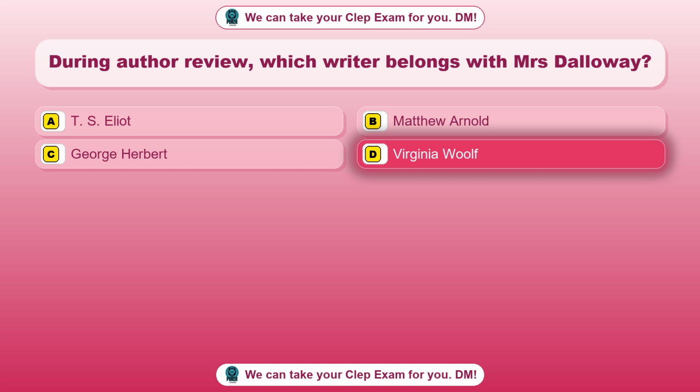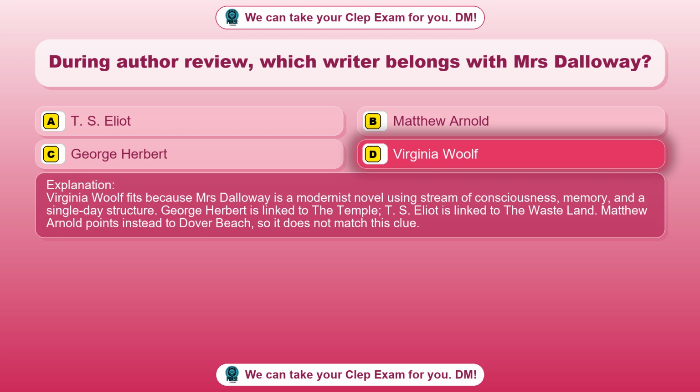Virginia Woolf. Virginia Woolf fits because Mrs. Dalloway is a modernist novel using stream of consciousness, memory, and a single-day structure. George Herbert is linked to The Temple. T.S. Eliot is linked to The Waste Land. Matthew Arnold points instead to Dover Beach, so it does not match this clue.